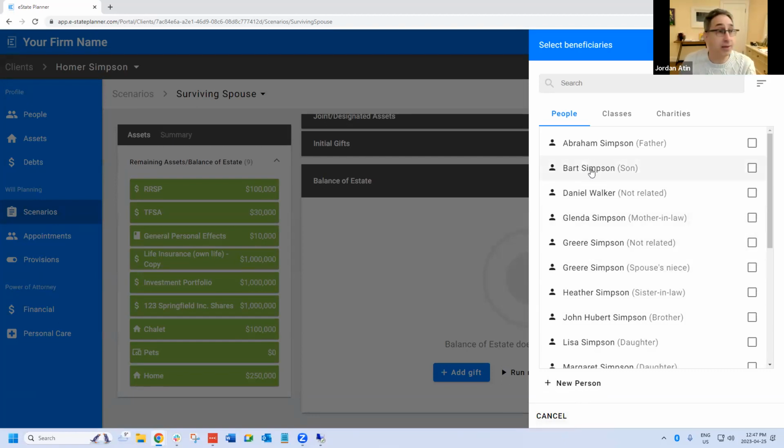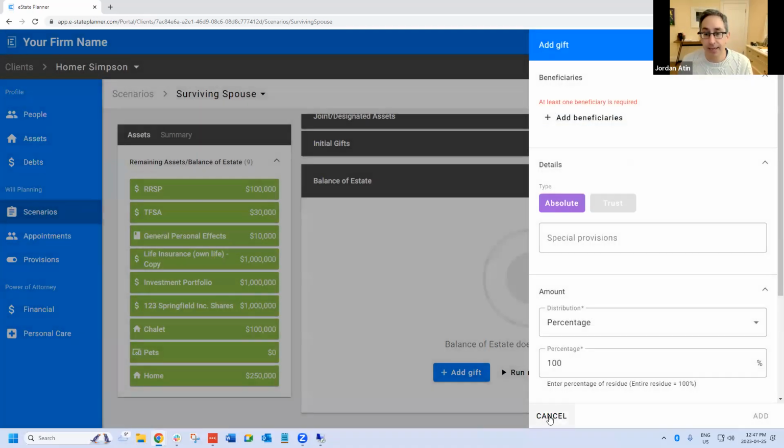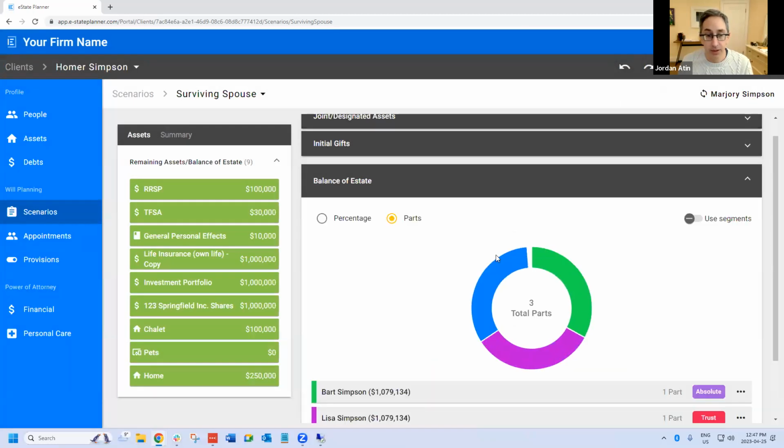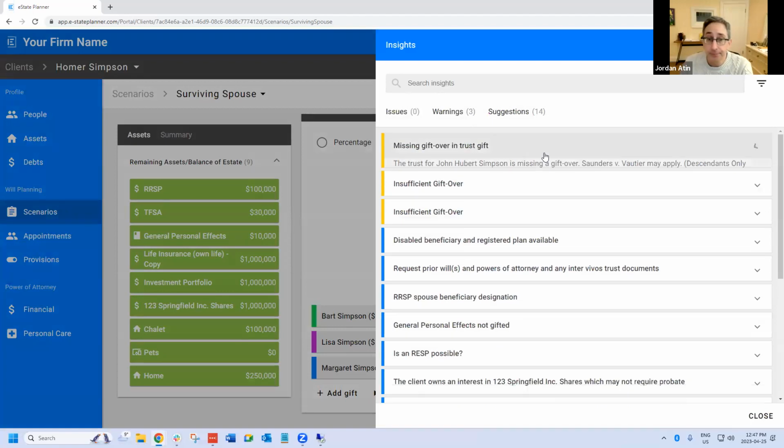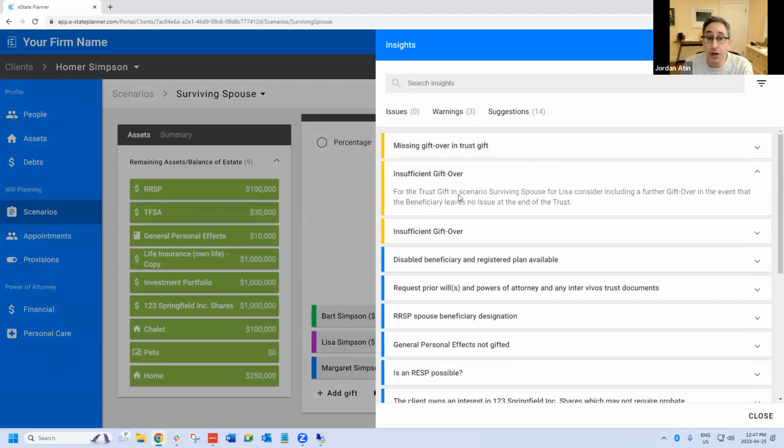And if you make a mistake or we think that there might not be a proper gift over or something, then eState will warn you of that. So that's the idea there. So here's an example. eState saw that the gift for Lisa was only a gift over to her issue, but it's quite possible that she has no issue. So eState is warning you, create another gift over in case she has no issue.